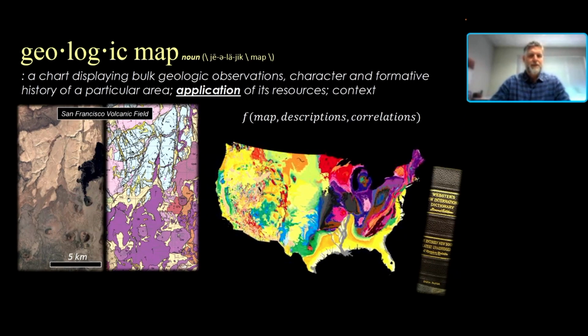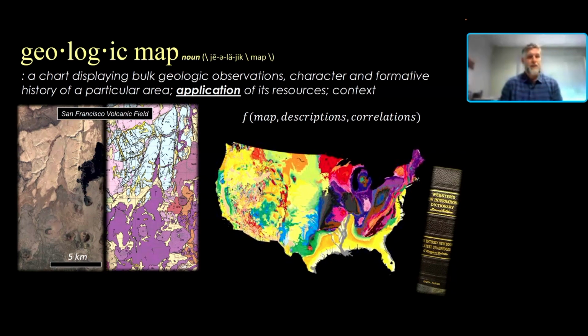So geologic map, this is not to insult anybody's intelligence here, but just to get the basics down and out of the way. A geologic map is basically a chart that's recording bulk geologic observations. And this is the character and the formative history of any particular area. That area is selected. It also has to do with the application of the observations within that. It could be resources, it could be other things, but it's basically context.